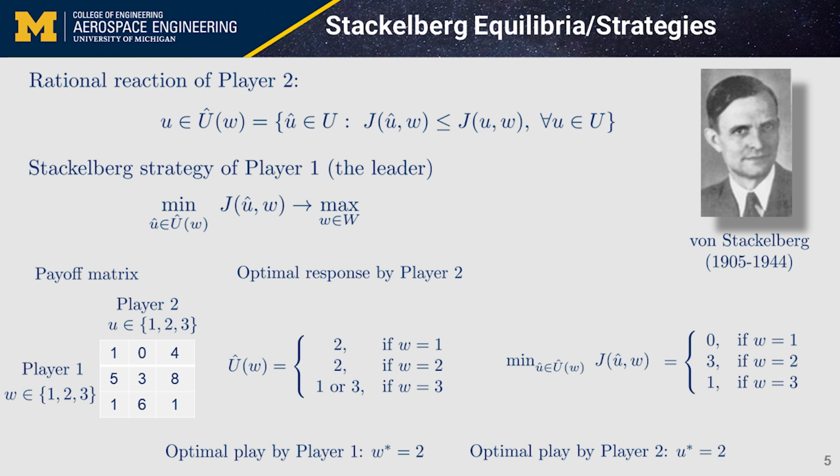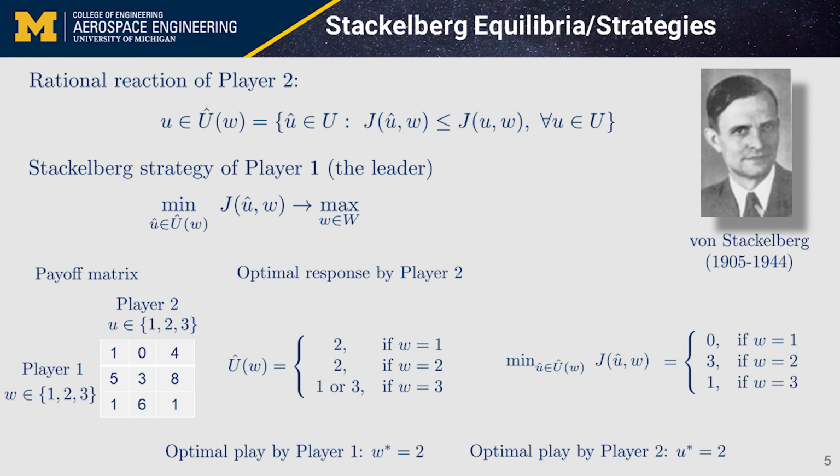Now, the leader knows that the follower is going to react rationally. And what does it mean? Well, it basically knows the follower's strategy, and it can maximize the minimum of that cost with respect to U. So we plug U hat into the cost, and then we maximize it with respect to W.